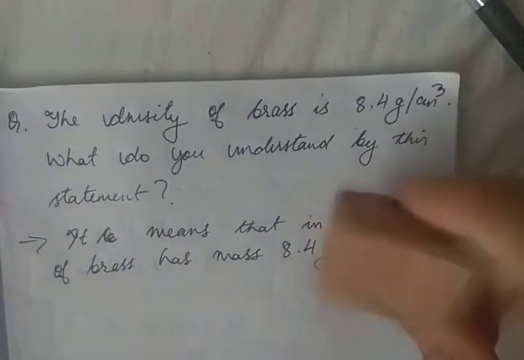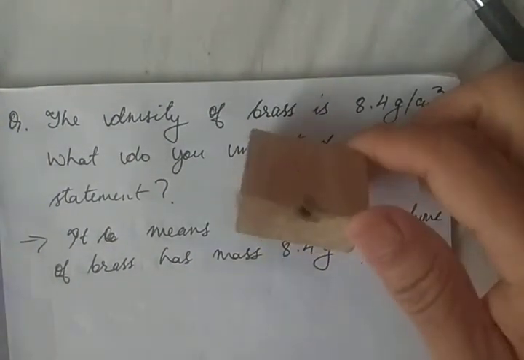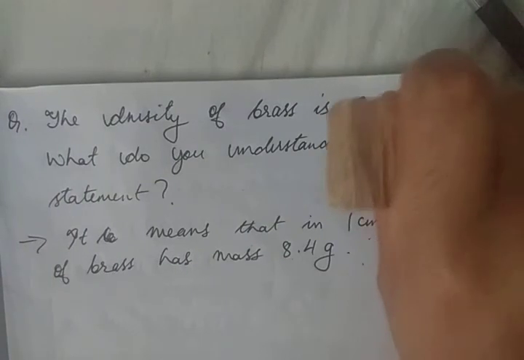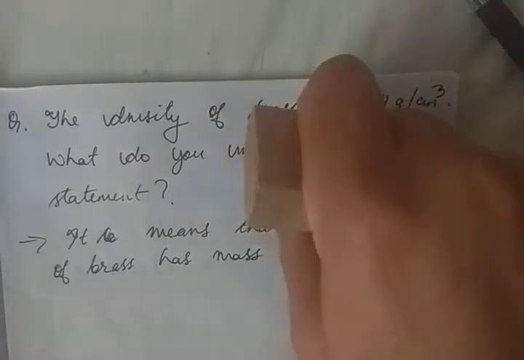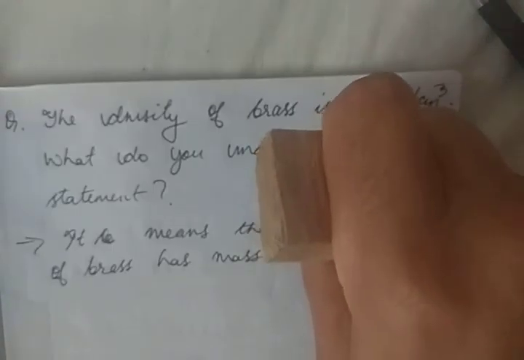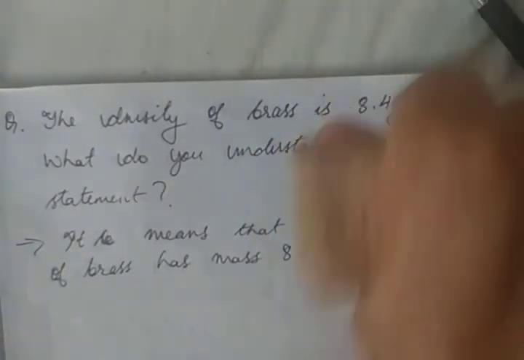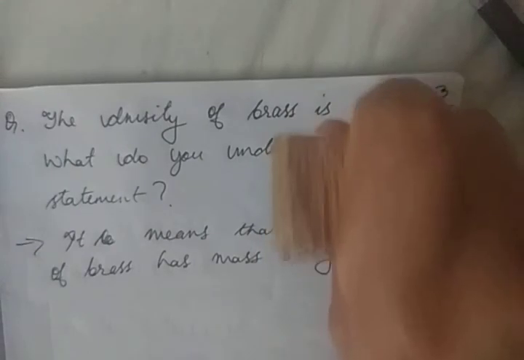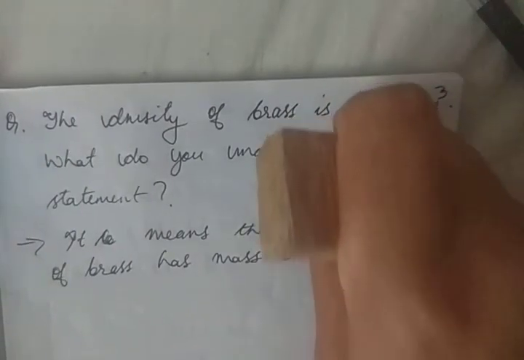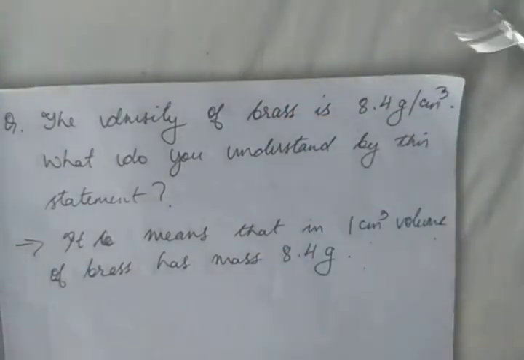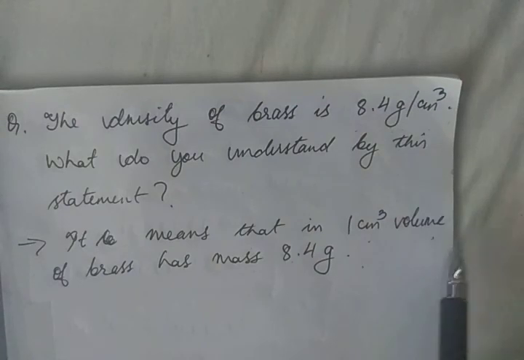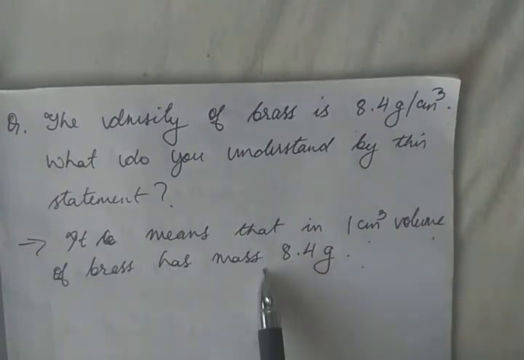1 centimeter cube is almost half the size of this wooden piece that I have. It's almost this size. So it means if I have a piece of brass of 1 cubic centimeter, its mass will be 8.4 grams. If I weigh it, its mass will be 8.4 grams. This is what the statement means: 1 cubic centimeter volume of brass has mass 8.4 grams.